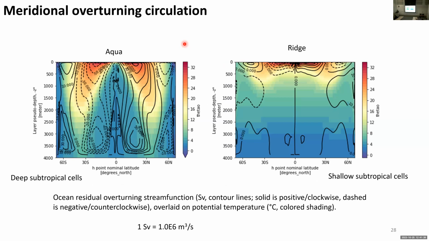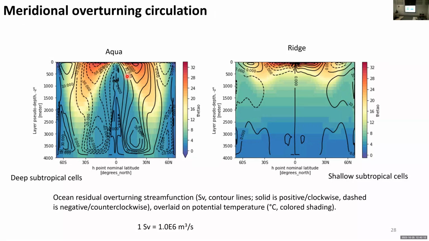And then we investigate the meridional overturning circulation. The y-axis is the depth and the x-axis is the latitude. The contours are the streamfunction, the streamlines of the velocities, and the solid is the positive, clockwise. So the water is sinking here and rising near the equator. Well, it has a very deep subtropical cell.